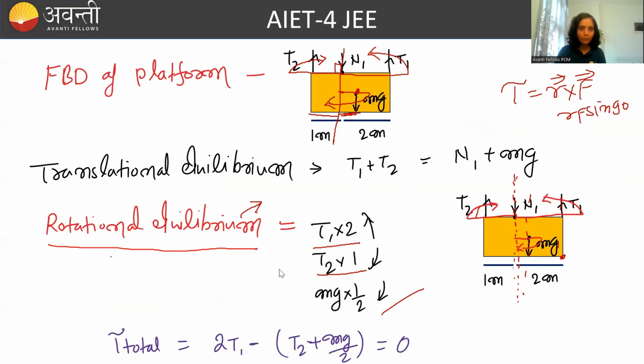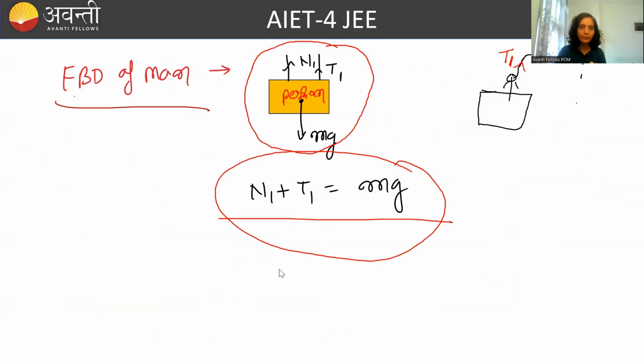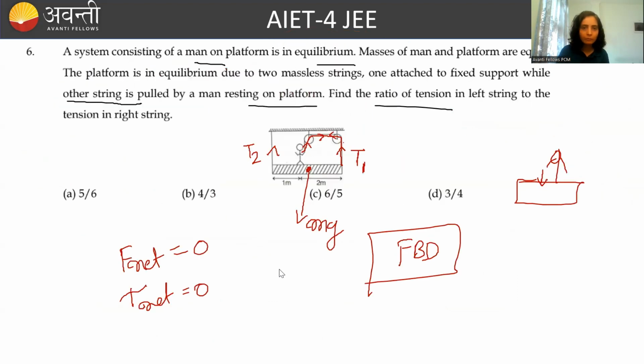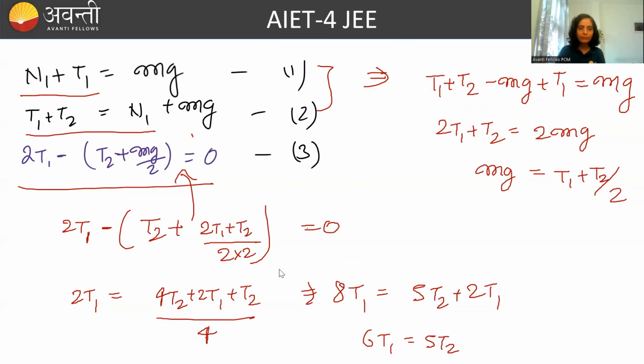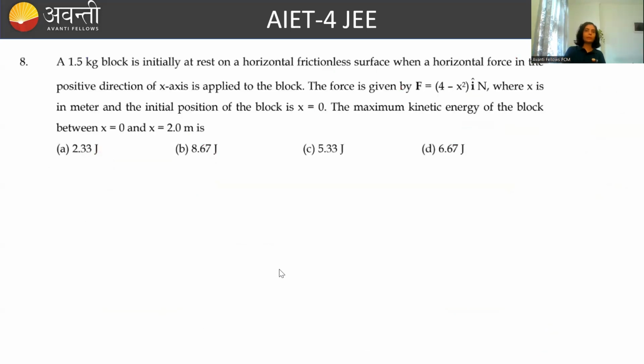So what did we need to calculate? We needed to find the ratio of tension in the left string. Left string means T2 by T1. So if we calculate T2 by T1, what value do we get? T2 by T1 we get as 6:5. So that will be your correct answer. Okay? I hope this is clear.